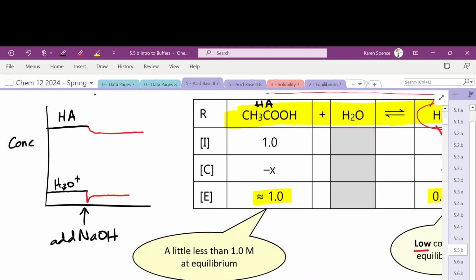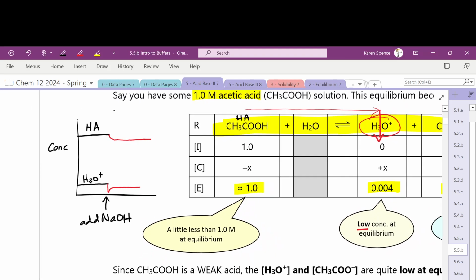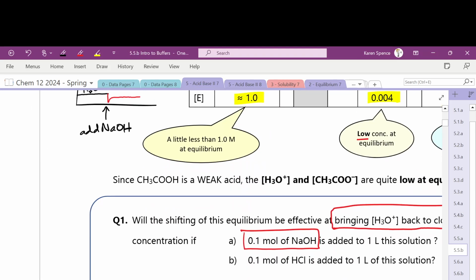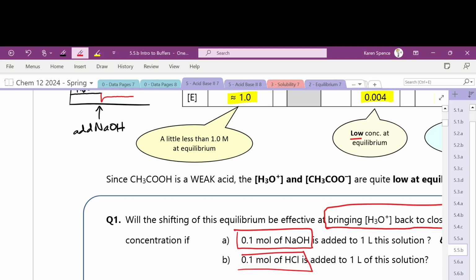All right. So we could do that a few times in a row, yes? If we wanted to, we could keep doing that for a while, because we've got lots of the HA around. What would happen then if we added 0.1 molar HCl?